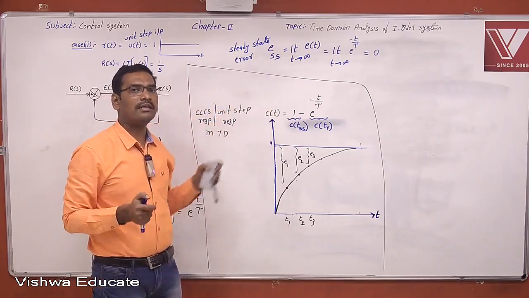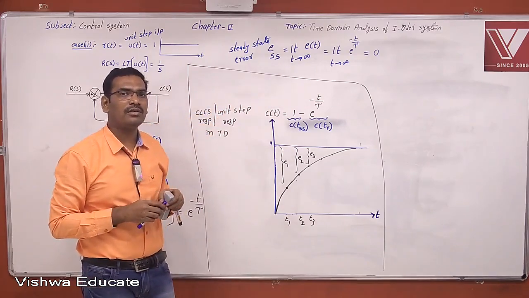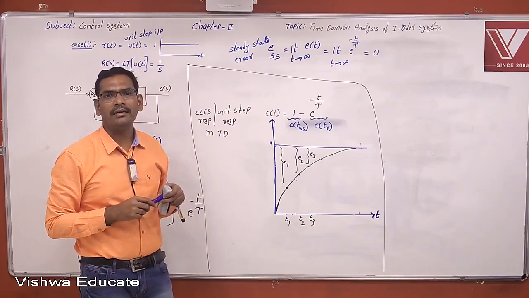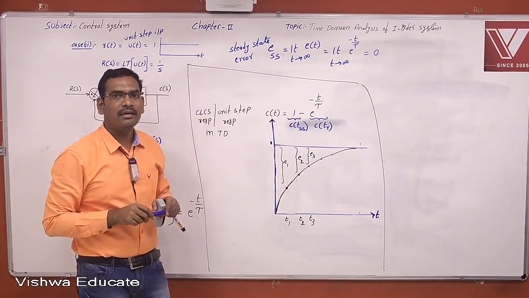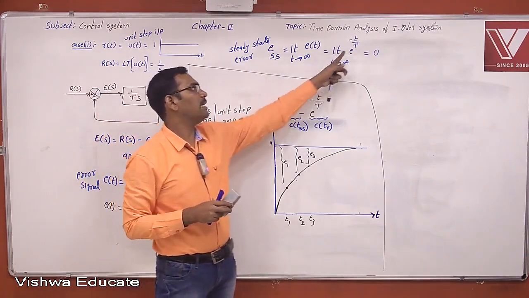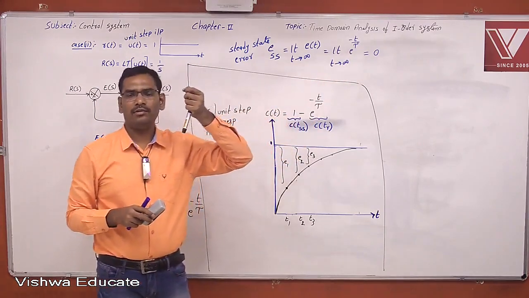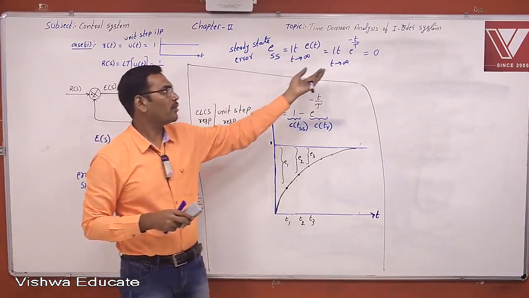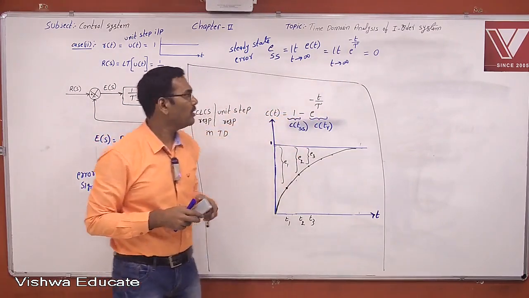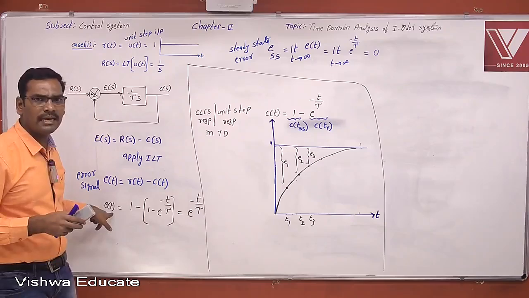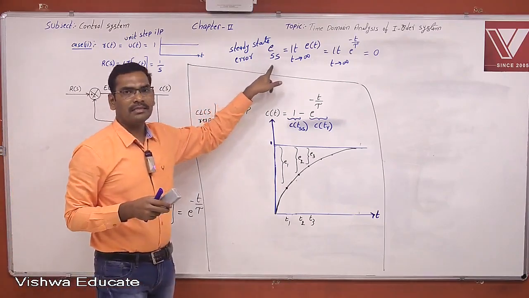No, no, sir, you are saying that practically infinite time is not possible, that it is only theoretical. Yes, practically also, if you take t as 5 time constants, the error is a very small value, 0.001, which means approximately the error is 0. This is the error, and this is the steady state error.